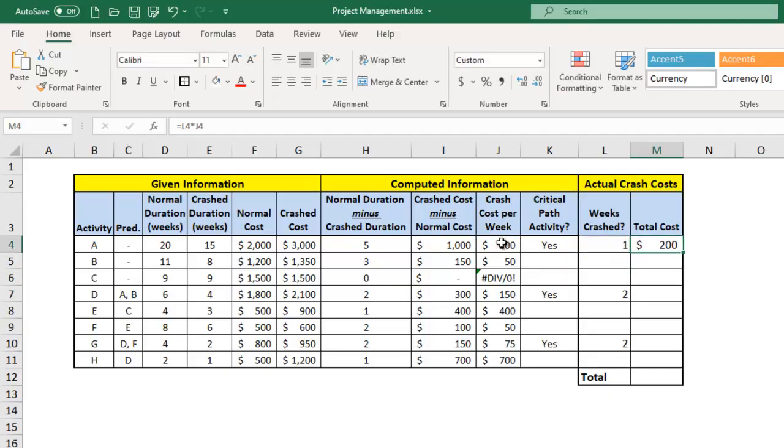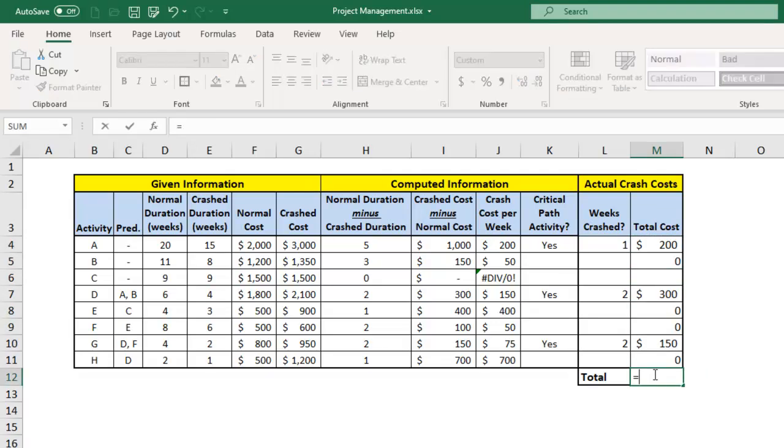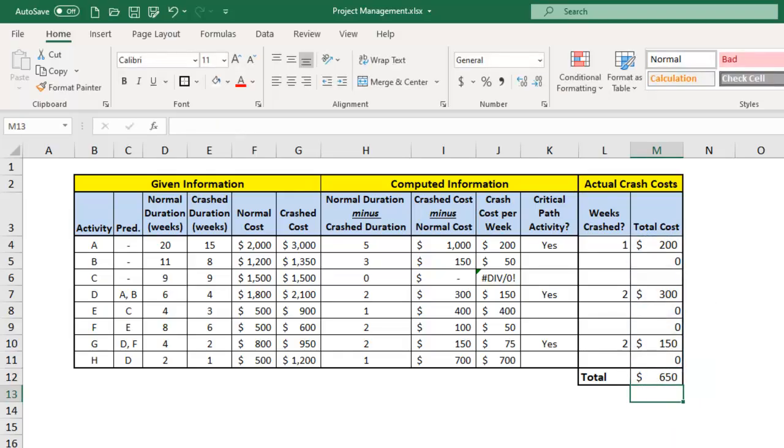and we can copy that formula. We can drag that down through all the weeks. And now we can sum this right here to get the sum of all the costs of crashing the various activities. So there we have it. To crash this project from 30 weeks down to 25 weeks cost an additional $650. It was the most cost-effective way to reduce the duration of this project.